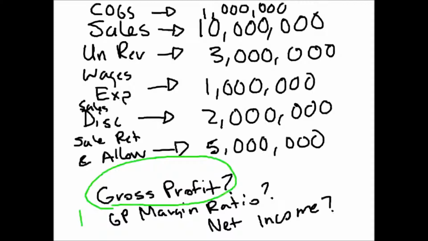Close. Sales minus cost of goods sold can give you it, but you're missing one little word. So are we going to just take sales of 10 million minus cost of goods sold of $1 million? Net sales. Good. Net sales minus cost of goods sold. I'm going to type in the chat box: net sales minus cost of goods sold.